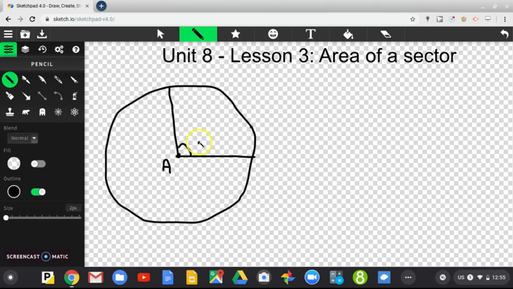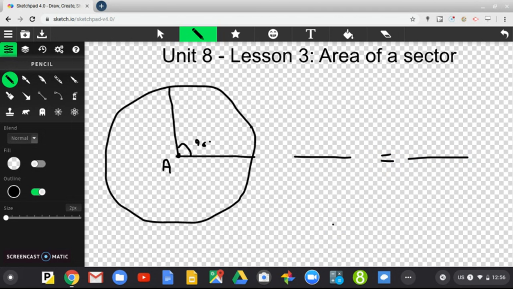Let's say that this is 96 degrees. So 96 degrees. We know that. Now, what's the area of this sector? The sector is this whole area right here. Only that part. So, here's what we have to do. We have to figure out another equation.